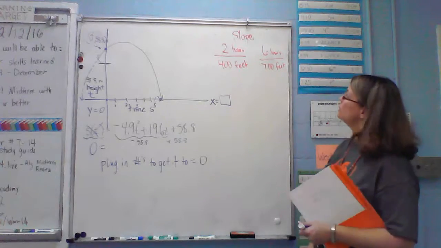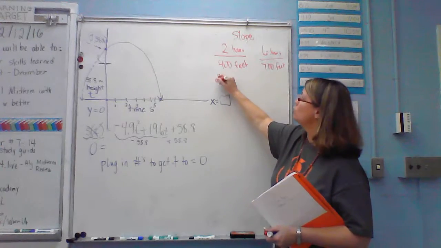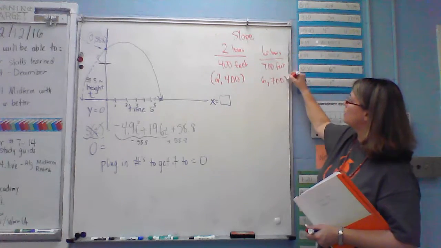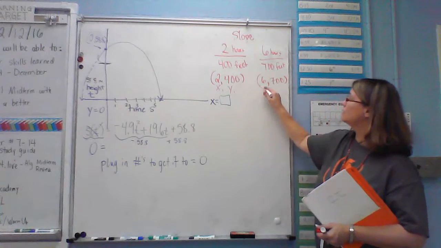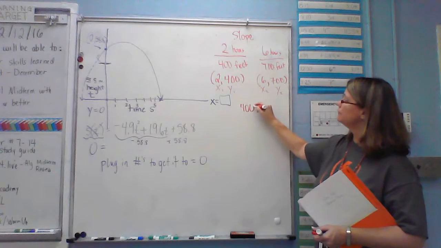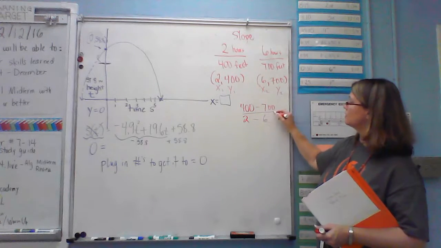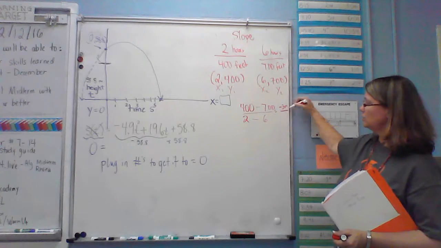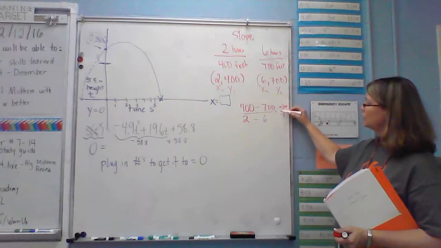Okay, so how are we going to do this? Well, this could almost be considered a point. You went over 2, you went up 400. You went over 6, you went up 700. These are points. From these points, can we use our x1, y1, x2, y2? Let's use our slope formula. y1 is 400, y2 is 700, x1 is 2, x2 is 6. What is 400 take away 700? Negative 300. What is 2 take away 6? Negative 4. Well, the two negatives are going to cancel.